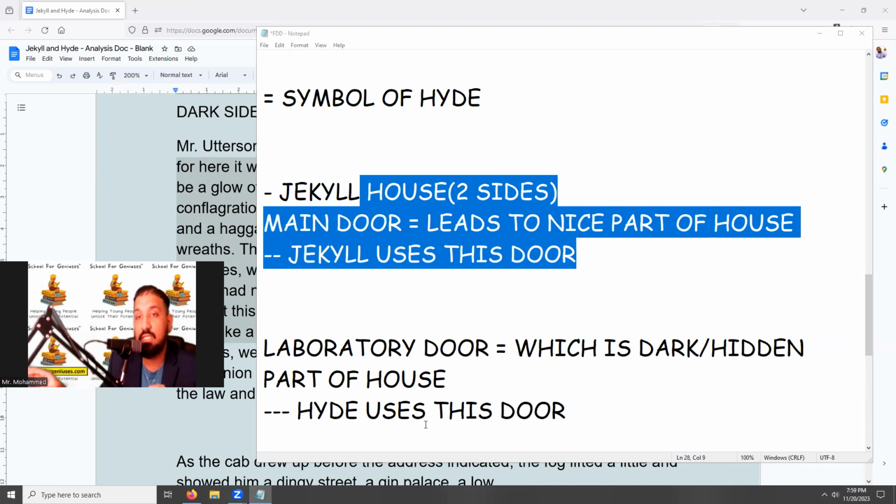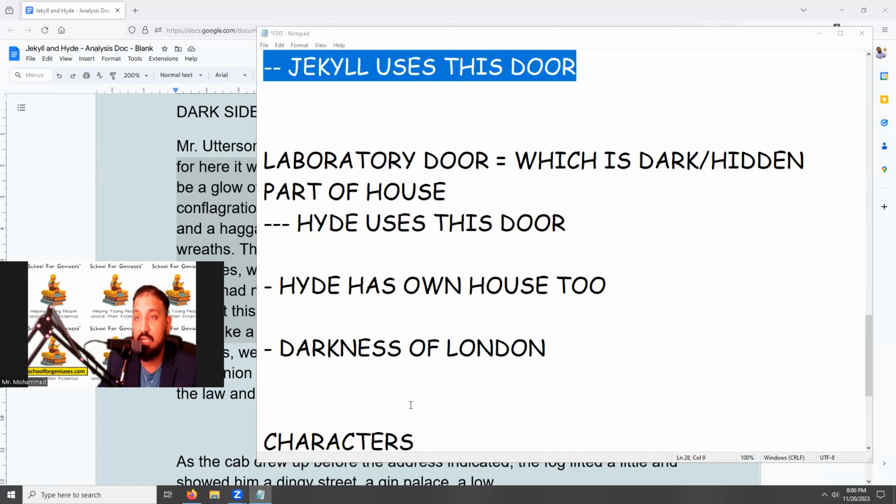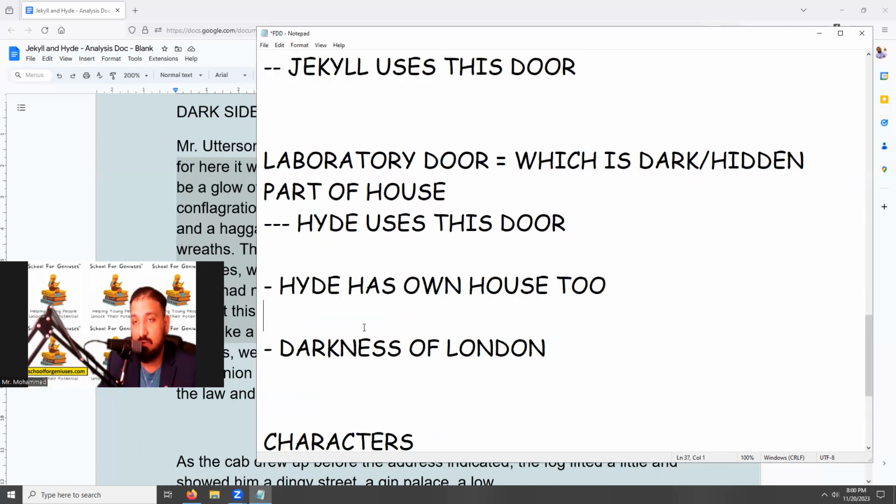So he can enter and leave the house without people seeing him. The lab door, again, represents him. He's a mystery. People don't know who he is. He's the hidden part of Jekyll, the mysterious part of Jekyll. You understand? That's the symbolism basically. So if you get asked a question like symbolism of the setting, that's what you're going to answer about. You're going to connect the things I just talked about to a character.